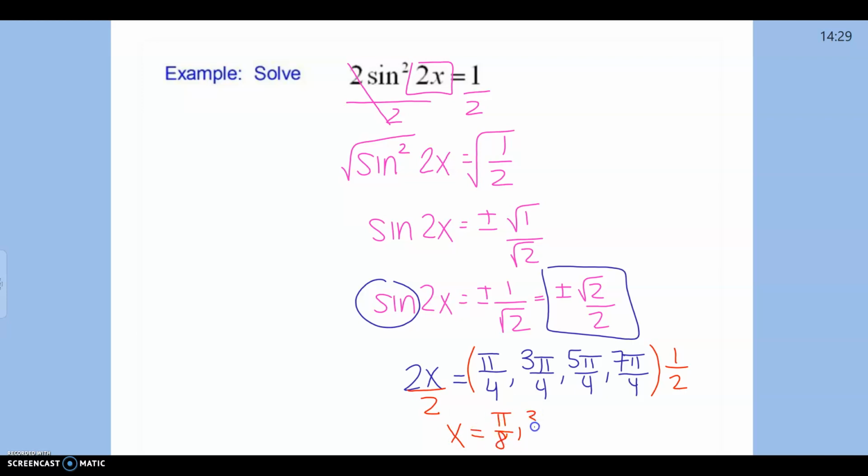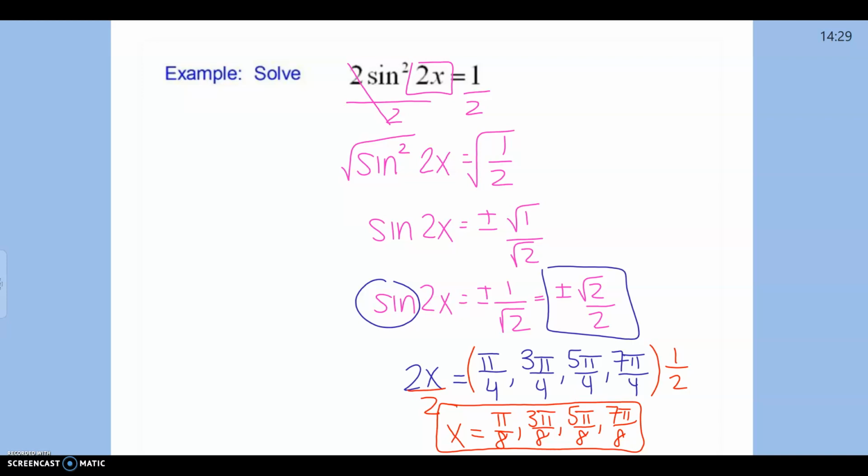So you're going to get pi over 8, 3 pi over 8, 5 pi over 8, and 7 pi over 8. And guys, those are going to be your answers, okay? So don't touch the 2x in the box until the very end, after you've gotten angles off your unit circle.